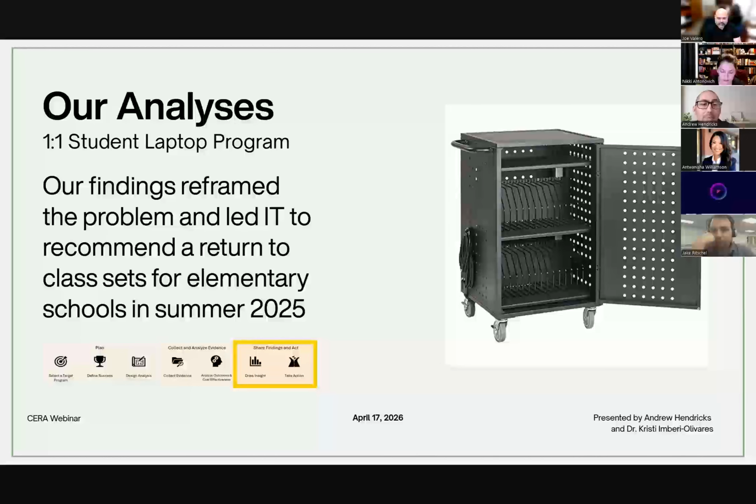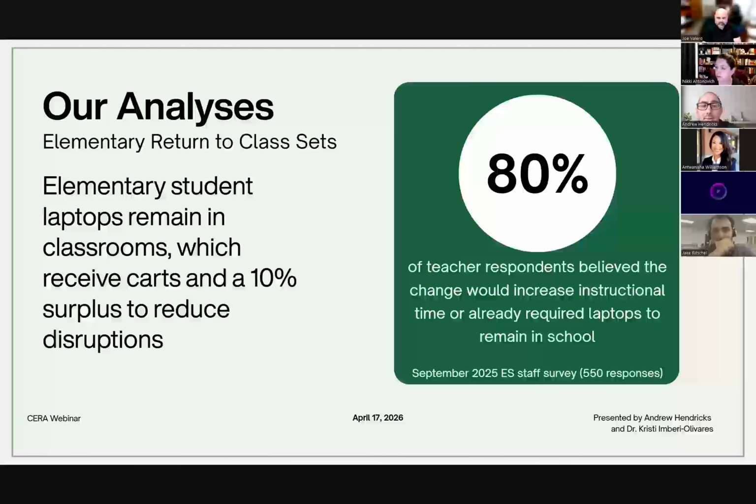And what ended up happening was IT recommended a return to class sets for elementary schools in the summer of 2025. And that recommendation actually was approved. And so this year, elementary student laptops returned to class sets. It has been a large project, but basically the way it is working is each classroom is receiving a cart if they don't already have one, and a 10% surplus of devices above enrollment to reduce disruptions if anything does break. There are loaners there to give students just in case.